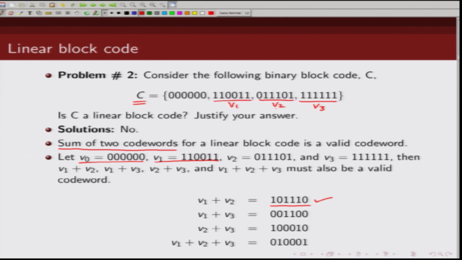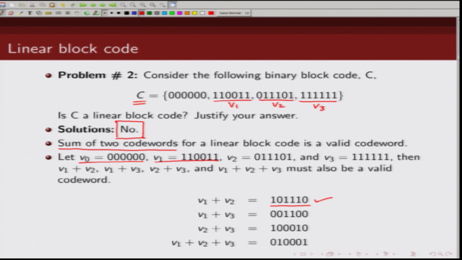Now, V1 and V2 are valid code words in C. So, the sum of V1 plus V2 should also be in C, but we notice that 101110, which is the sum of V1 plus V2, is not there in C, and that is why we said that C is not a linear block code.